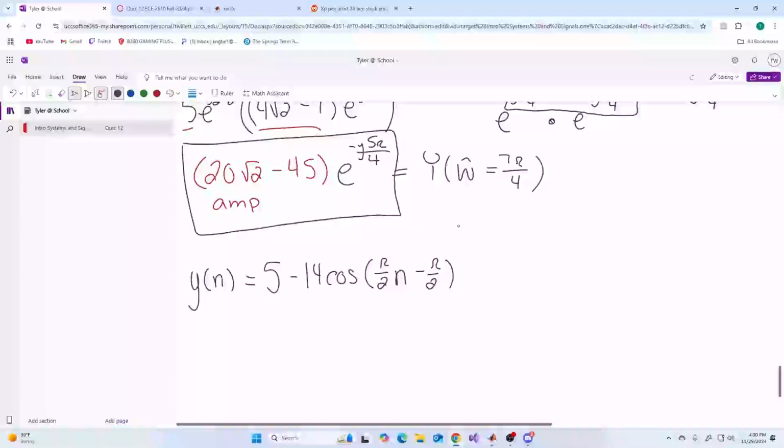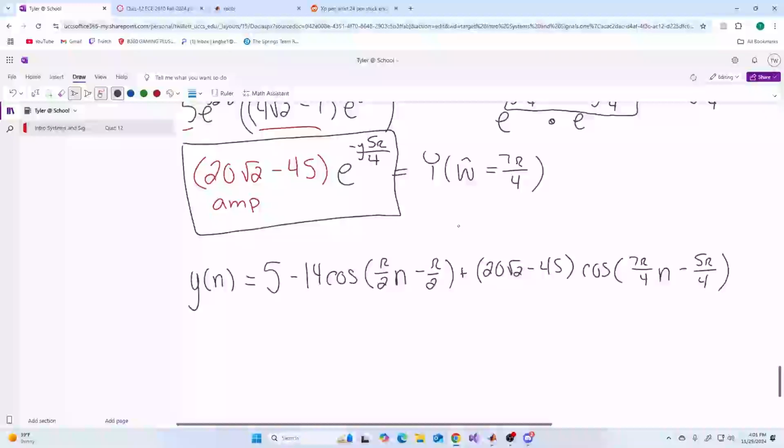My next one, the 20 root 2 minus 45, it's just some value. I'm going to leave it as 20 root 2 minus 45. You could plug it into a calculator and find a value for it, but I'm not going to do that. So I'm just going to put plus 20 root 2 minus 45 cosine. My w hat was 7 pi divided by 4 n minus 5 pi divided by 4. And this is how you would find your y sub n.